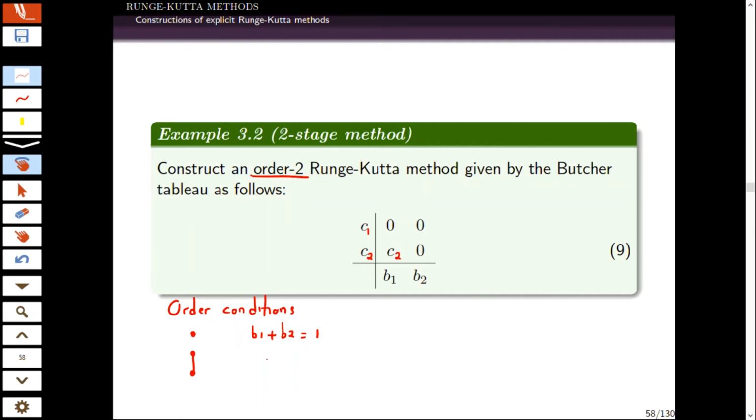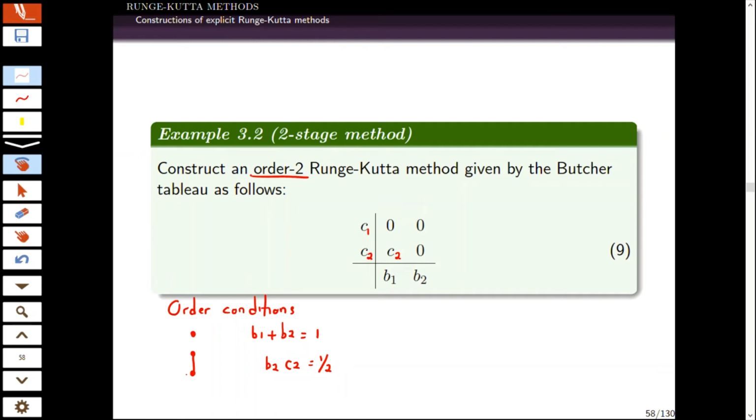Okay, and then this one will be B2, C2 equals to half. Okay, let's see if you want to construct this method. What we do here, let's check. So what can we do? What can we find out from here? Okay, so we can look at another condition. Let's refer to another tree. We know that this tree will not be satisfied.